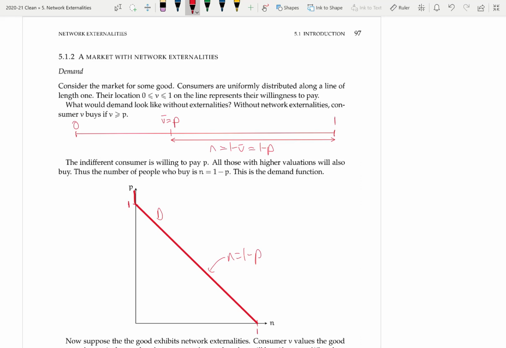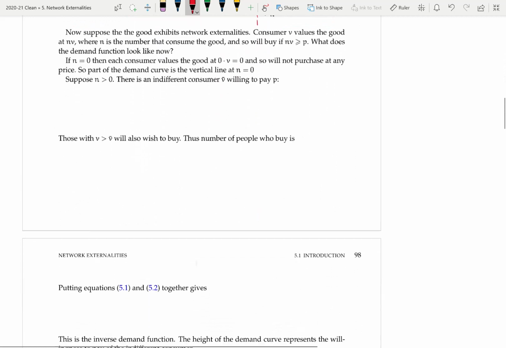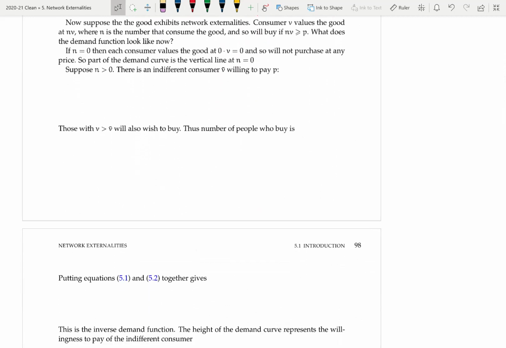Now let's introduce externalities. Now the consumer values the good at N times V. So the multiplication by N is how we capture the dependence of the willingness to pay on the number of consumers who buy. Now when the consumer chooses whether to buy or not, they don't actually know N, but in equilibrium we assume that the expectations of the consumers for the number of consumers that buy are equal to the actual number that buy. This is a consistency requirement. So now, consumers will buy as long as N times V is at least as large as the price P.